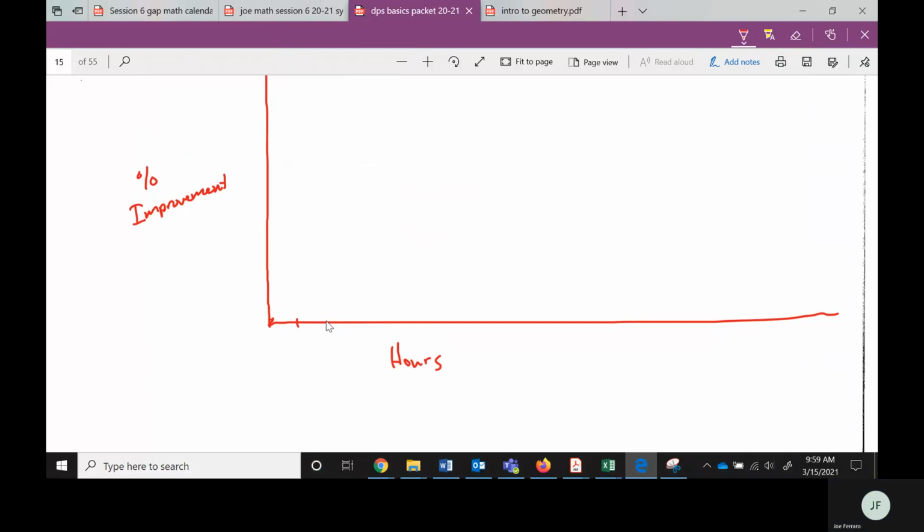2, 4, 6, 8, 10, 12, 14, 16, 18, 20. Okay, now I don't know, again, if you wanted to be really exact, you can measure. I just want to be pretty close. If you can do this pretty close, you're going to be fine.